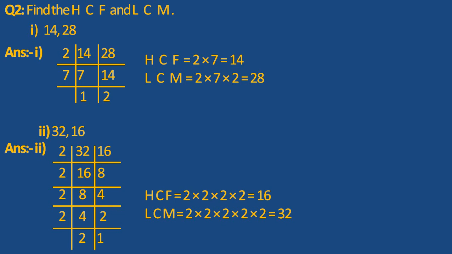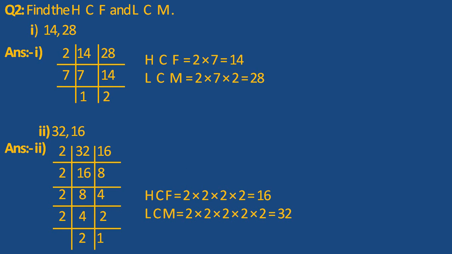Again, find the HCF and LCM. Children, we have already done this. I have just solved the sum for you to understand much better. We will find the HCF and LCM of 14 and 28. First, we'll factorize. 2 7s are 14, 2 14s are 28, 7 1s are 7, 7 2s are 14. Now the common factor for 14 and 28 is 2 into 7, which is equal to 14. LCM is the product of common and uncommon factors, that is 2 into 7 into 2. So LCM is 28.